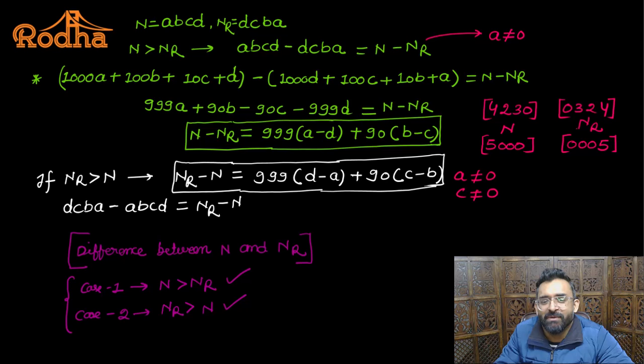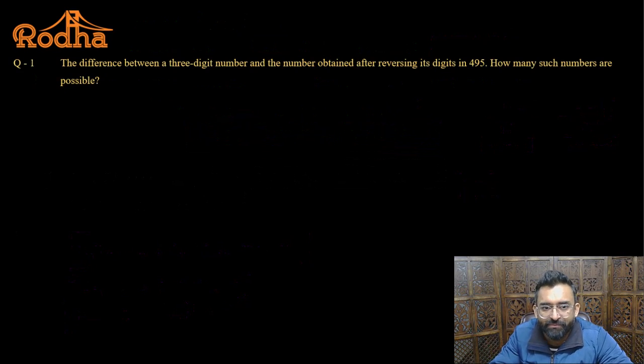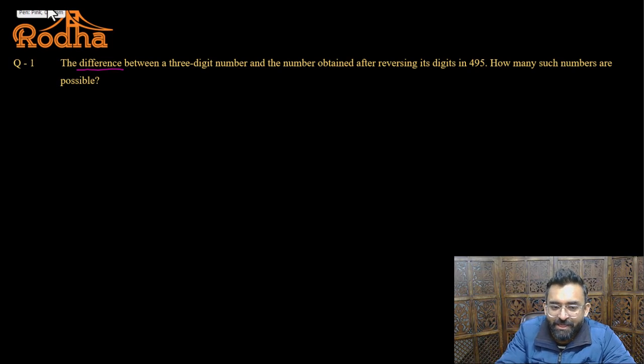So let's solve a couple of questions just to have clarity of the concept we just learned. The difference between a 3-digit number and the number obtained after reversing its digits is 495. How many such numbers are possible? Now we have understood everything about it. I know the original number, let us assume, is ABC. And the number obtained after reversing the digits is CBA.